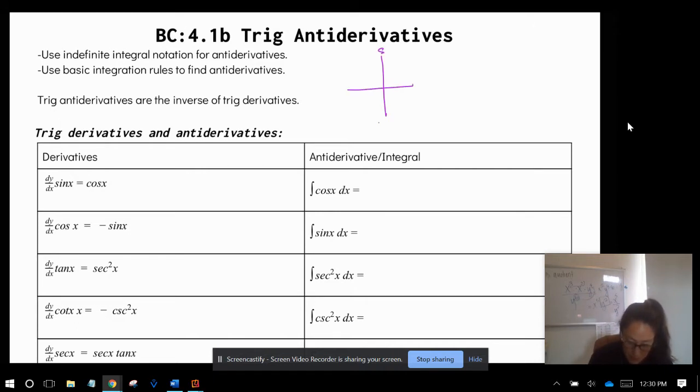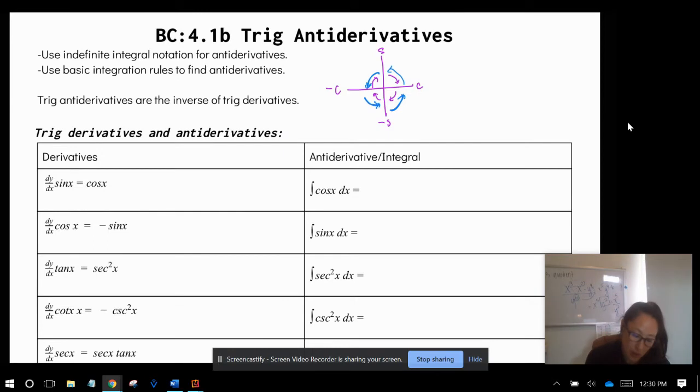Remember, sine, cosine, negative sine, negative cosine, going clockwise is taking the derivative. So the derivative of negative sine is negative cosine. The derivative of negative cosine is sine, and so on and so forth. Going counterclockwise, the antiderivative would give us our integrals or our antiderivatives. So the antiderivative of sine is negative cosine. The antiderivative of negative cosine is negative sine, and so on and so forth.